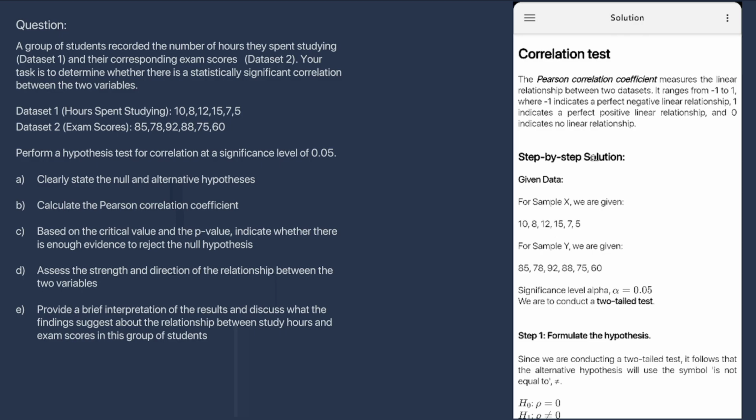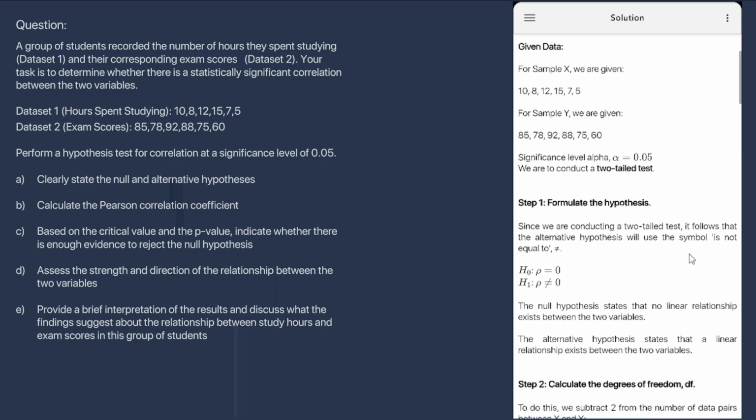The solution starts by summarizing the information that we have provided a while ago. Sample X, which is dataset number 1, and sample Y, which is dataset number 2, exam scores, significance level alpha, and the type of test. Next, for step 1, we formulate the hypothesis.